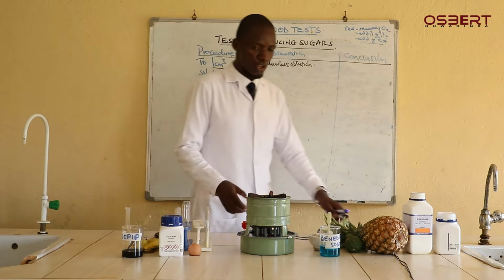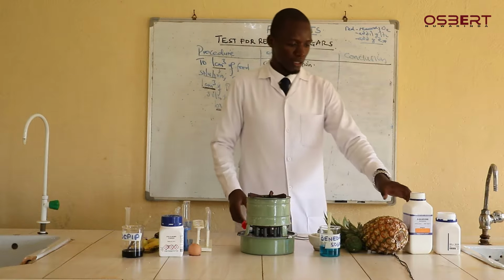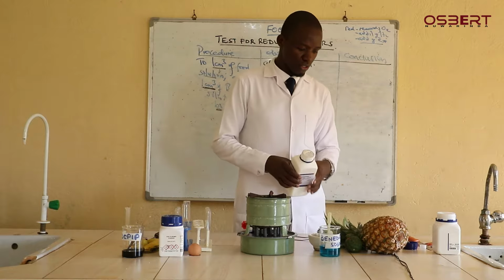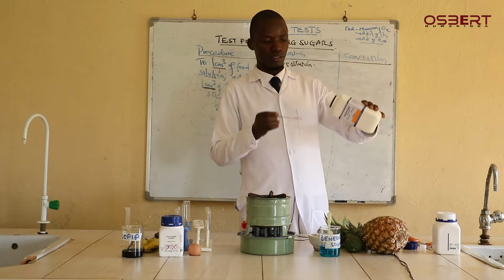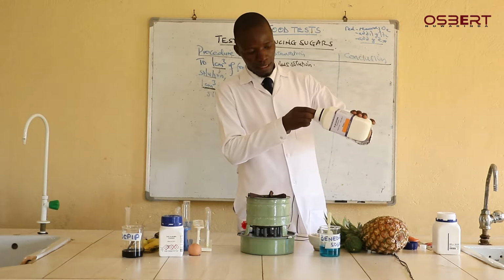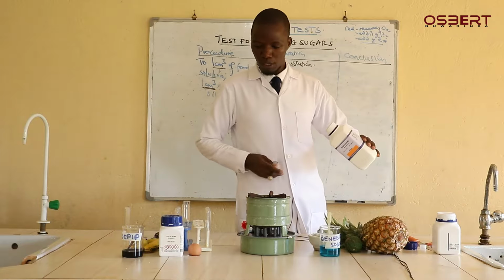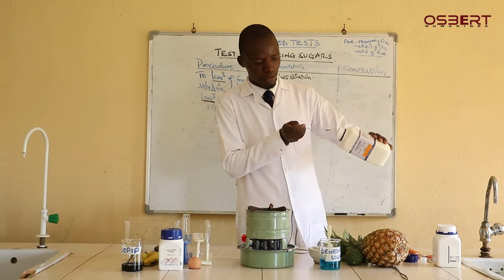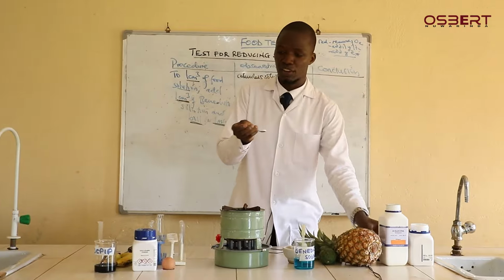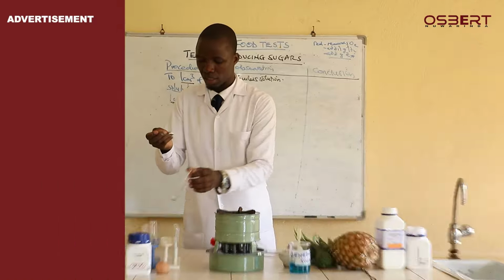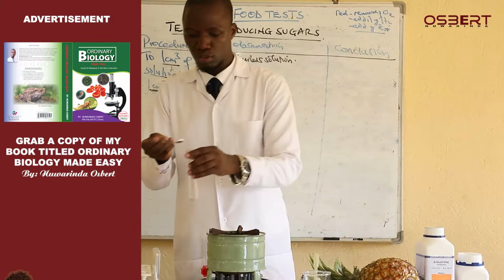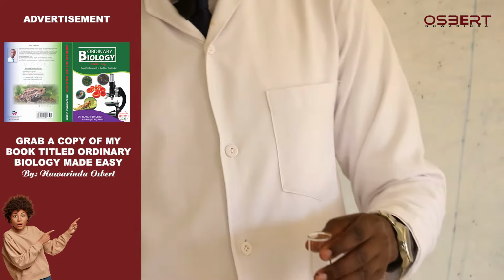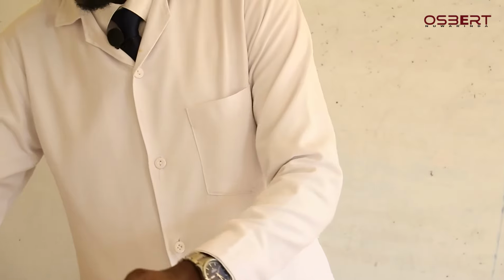For example, I'm going to first use this lab reagent here, which is called glucose. So I'm going to pick a small sample of glucose and dissolve it in water. Remember we have said glucose is a reducing sugar. So I'm going to pick a small sample of glucose, and I'm going to first dissolve it in water.